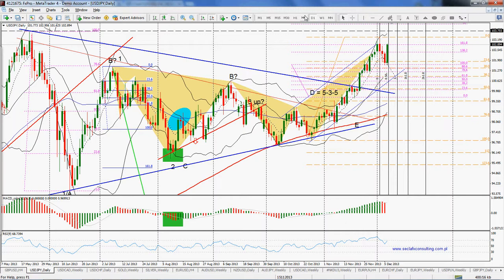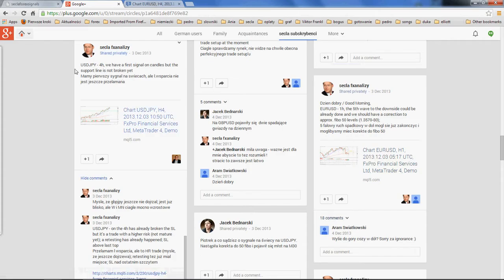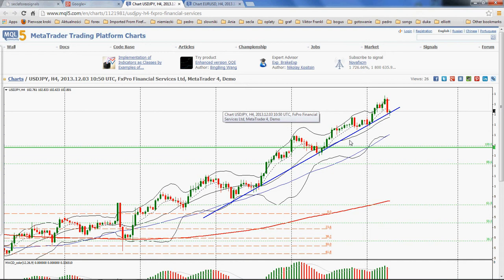But coming back to the situation here on the 4 hour, the support line was broken. Actually, I was writing about this break of the support line. Okay, I've got it. This is the comment regarding the situation on USD Japanese Yen on the 3rd of December. You can check it out. This is the screen for that. So this is getting mature.